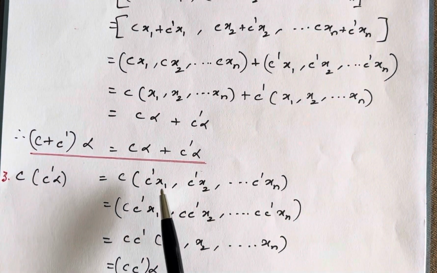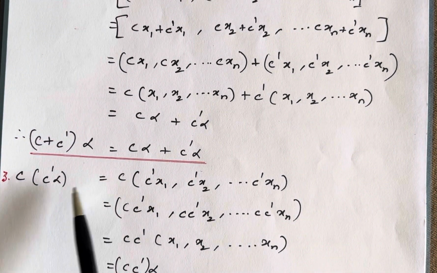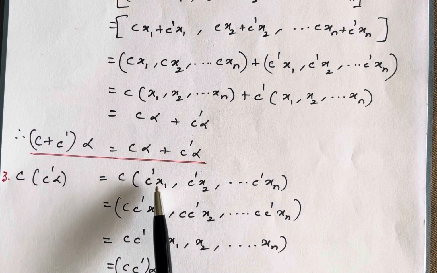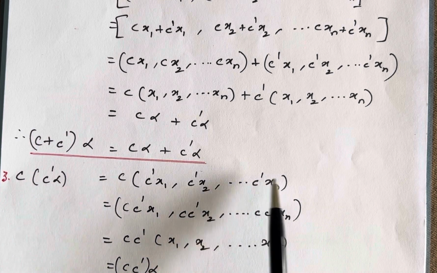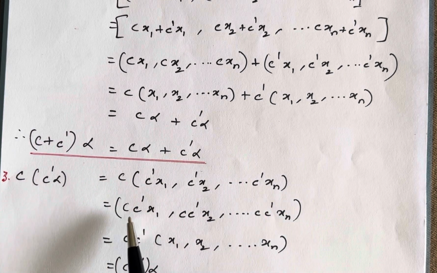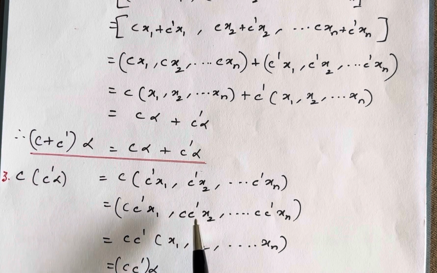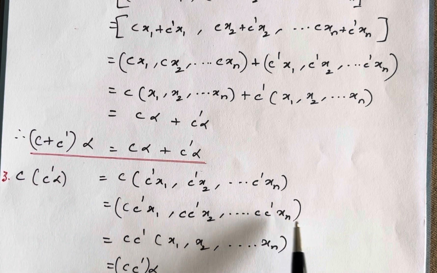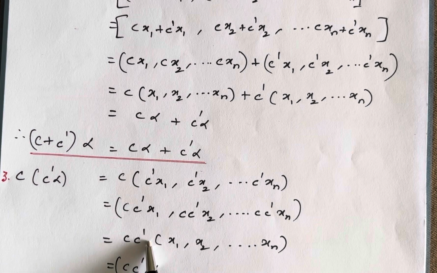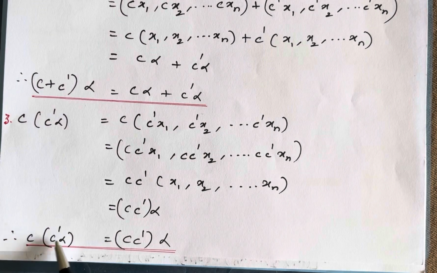And the third one is going to be c into c dash of alpha. So c dash alpha is c dash x1, c dash x2, etc., c dash xn. Multiplying with c, we will be getting c c dash x1, c c dash x2, etc., c c dash xn. Taking out c dash common in all the components, c dash of x1, x2, etc., xn. So this is nothing but our alpha. So the third axiom is going to be c into c dash of alpha is equal to c c dash of alpha.